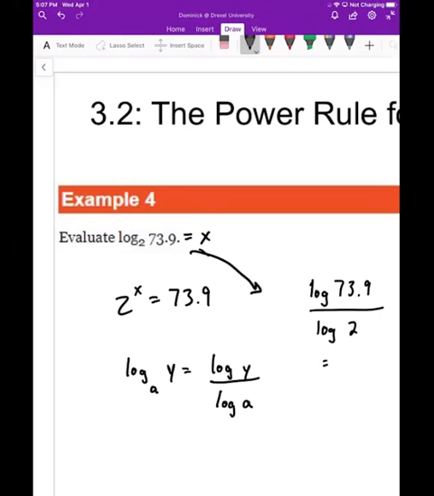And of course, if we do this in the calculator, if I do log of 73.9 divided by log of 2, we're going to get that this is roughly 6.208. Right? I should use approximately here because it's, of course, not exact. All right, but you get 6.208. So that's sort of the idea.